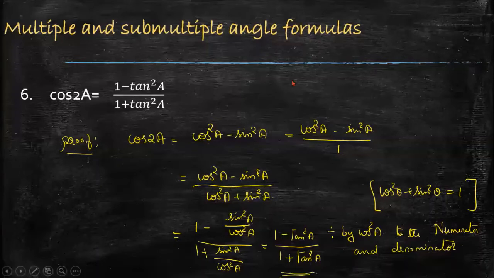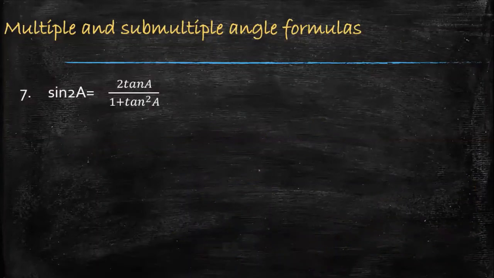So ಈ ತರ ನಾವು ಪ್ರೂವ್ ಮಾಡಬೇಕು. Now the next one is this. Sin 2a is equal to, ಈಗ second formula. ಇನ್ನೊಂದು formula ನಾವು ಪ್ರೂವ್ ಮಾಡ್ತಾ ಇರೋದು.